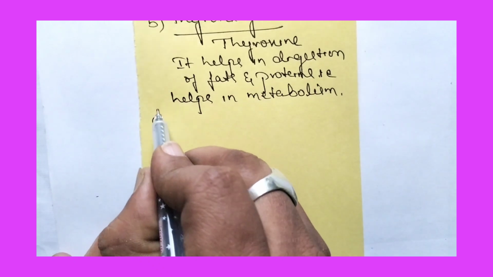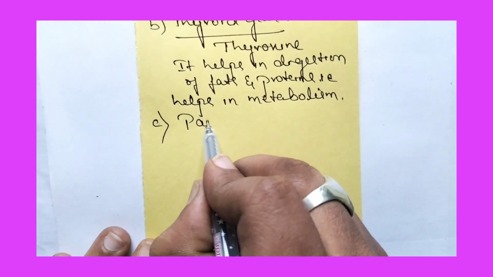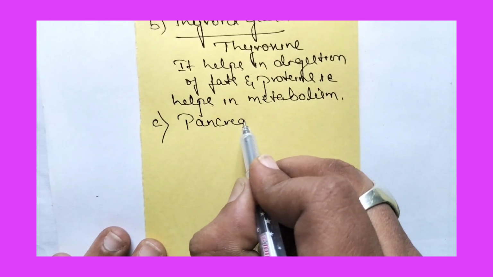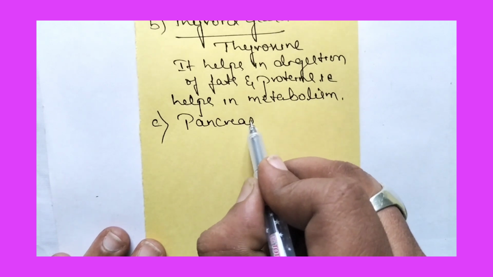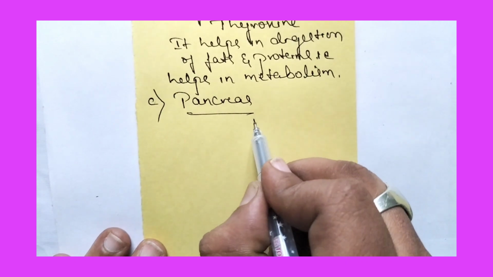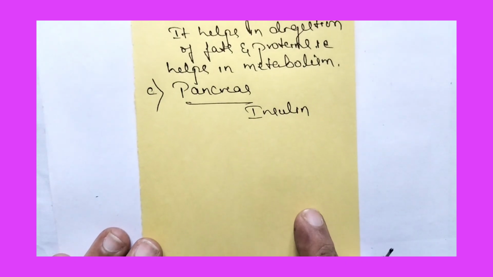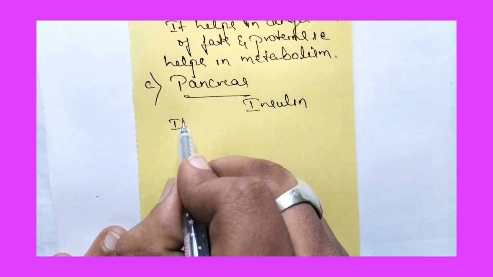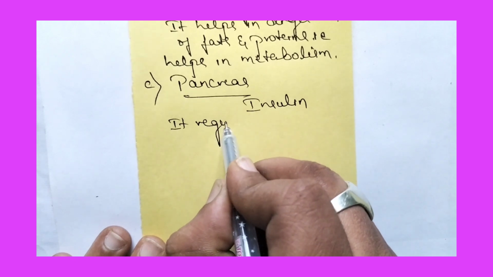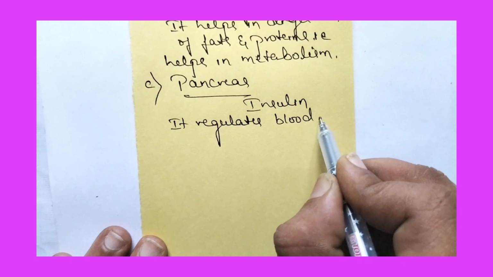Next, the third type of gland is called pancreas, and this pancreas will secrete a hormone called insulin. What does insulin do? It regulates blood sugar level.